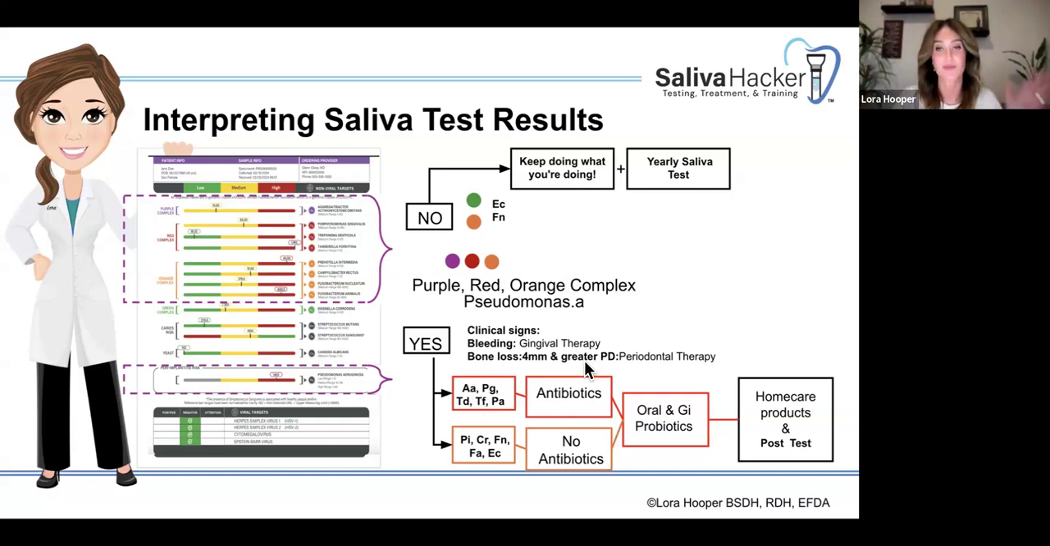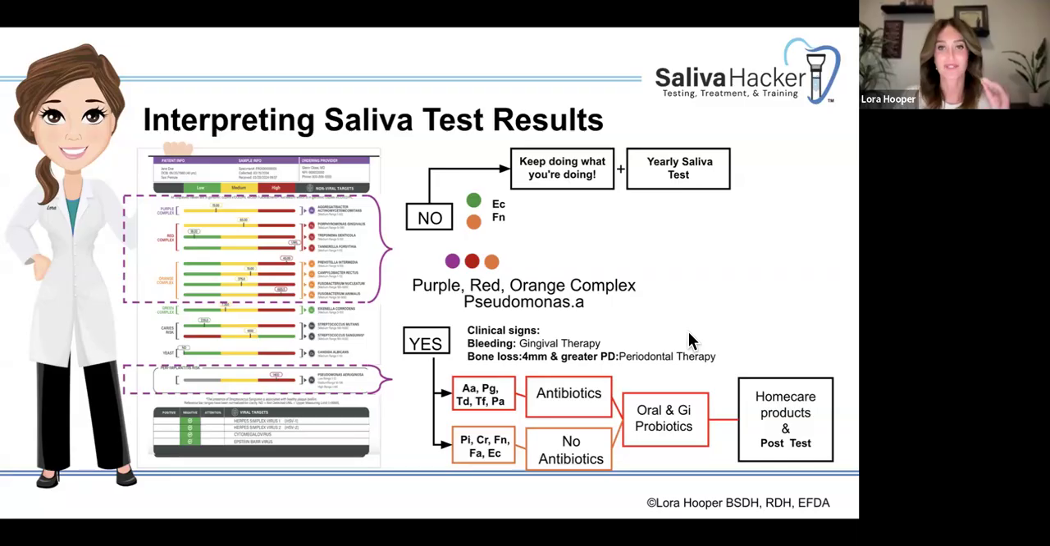If we have the red complex, we know that they are systemic. And so we need that combination therapy with antibiotics. And then we need to rebuild and repopulate so these infections don't come back. And that's where our oral and GI probiotics come in, and then our home care products. Versus with our orange complex, hey, we don't need antibiotic intervention many times. We just need really good treatment. And again, get the good healthy in. We need those oral and GI probiotics to repopulate and then get them on those good home care products.